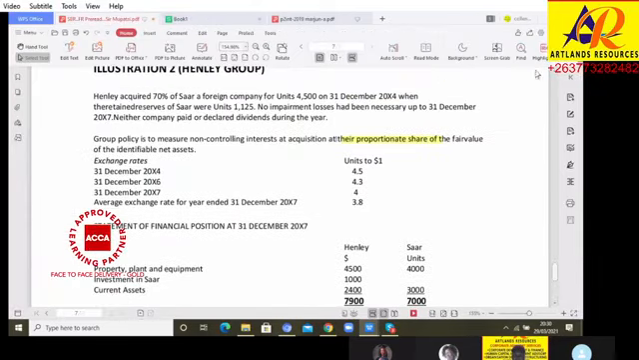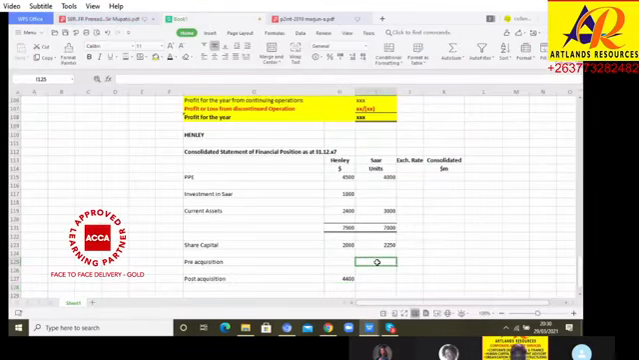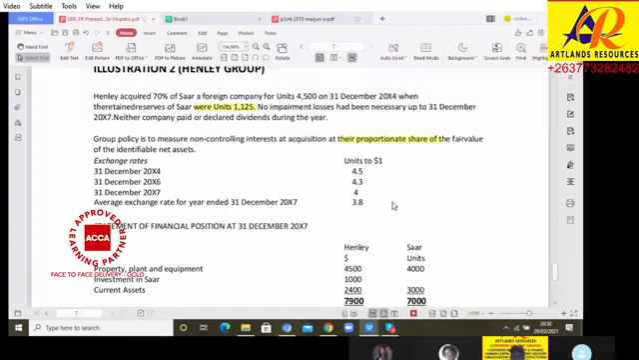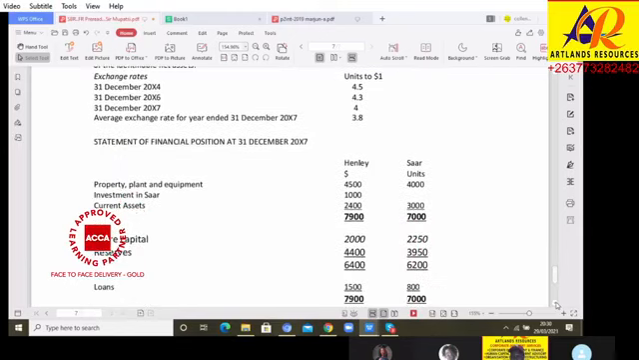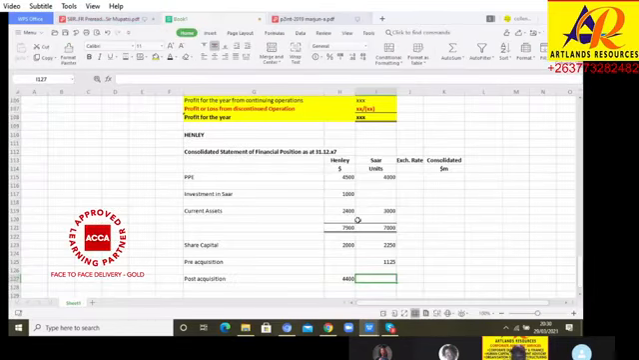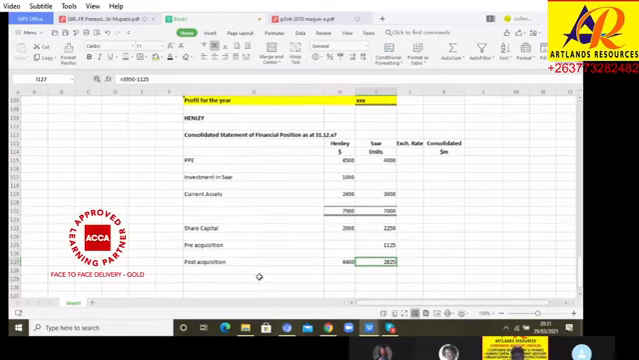We are given that in the notes. We are told that when we acquired SAR, retained reserves were 1,125. So for SAR, we put 1,125 under pre, and then the balance. Because it had reserves of 3,950, the balance equals 3,950 minus 1,125, so 2,825 are now post-acquisition reserves. And then we skip a line. What else do we have?